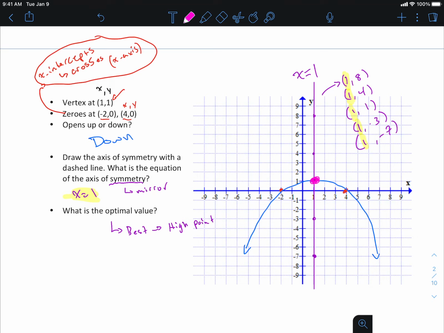Well, if there's a high point, it means there's a maximum, right? And what's the value there? There's a max of 1 when x equals 1. That's it. That's your optimal value. That's what I'm looking for.